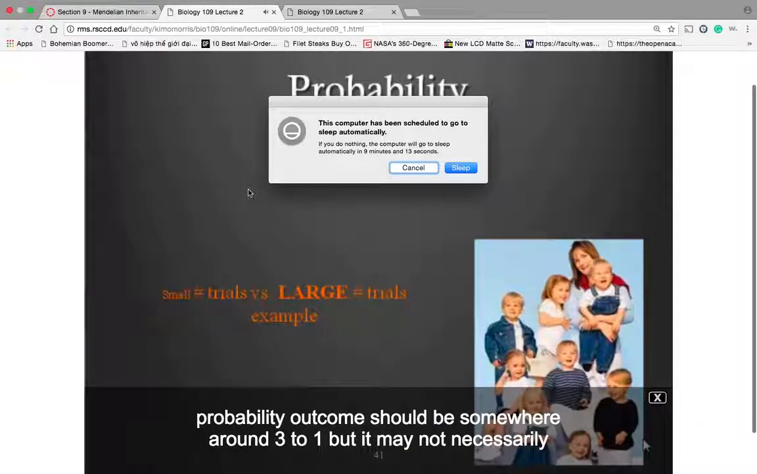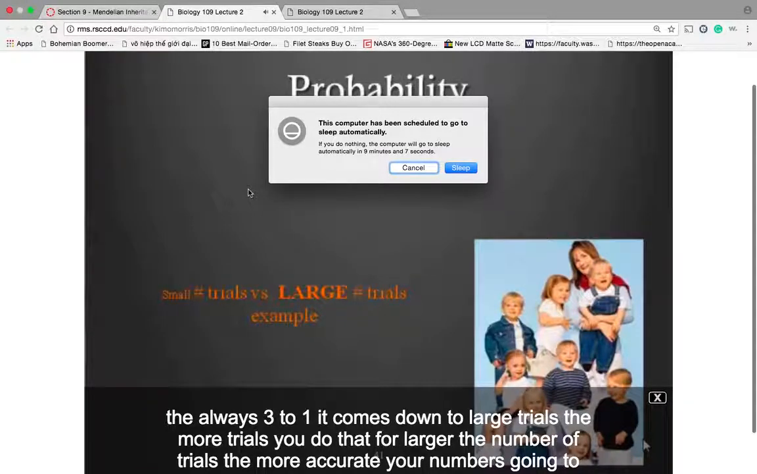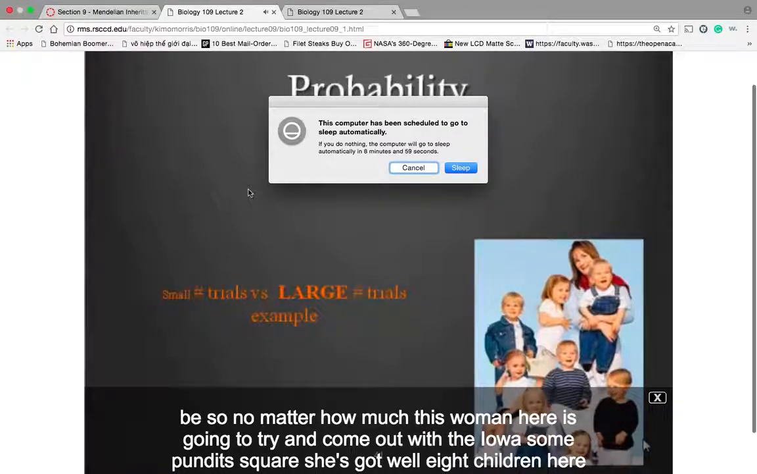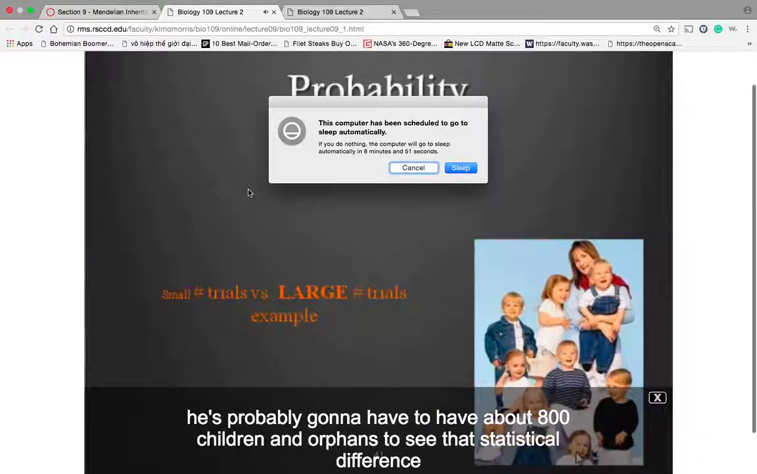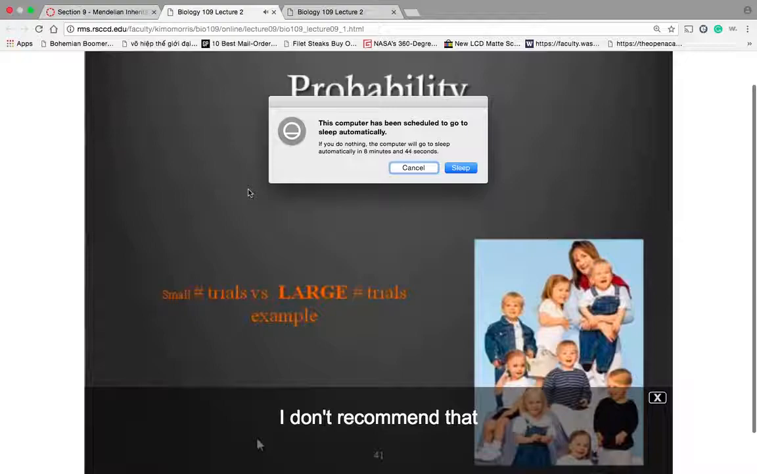The probability outcome should be somewhere around 3 to 1, but it may not necessarily always be 3 to 1. It comes down to large trials. The more trials you do, the larger the number of trials, the more accurate your number is going to be. So no matter how much this woman here is going to try and come out with some Punnett square, she's got, wow, 8 children here. She's probably going to have about 800 children in order for us to see that statistical difference. I don't recommend that.